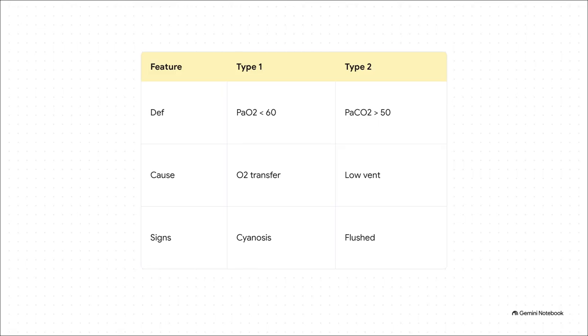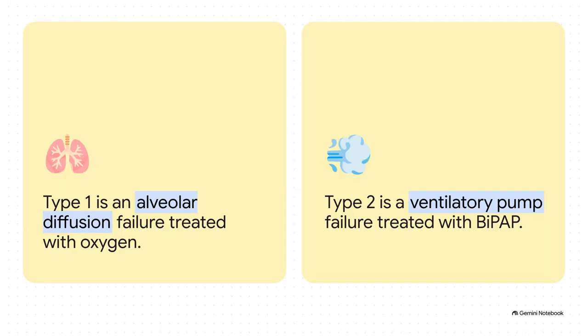For hypercapnic respiratory failure, or type 2, the threshold is totally different, a PaCO2 greater than 50 millimeters of mercury. Here, patients show up with morning headaches, progressive drowsiness, asterixis, which are those hand-flopping tremors, and flushed skin. The causes are night and day, too. Type 1 is often driven by pneumonia or ARDS, while type 2 is driven by COPD exacerbations, severe asthma, or neuromuscular weakness. And these diagnostic differences aren't just arbitrary numbers.